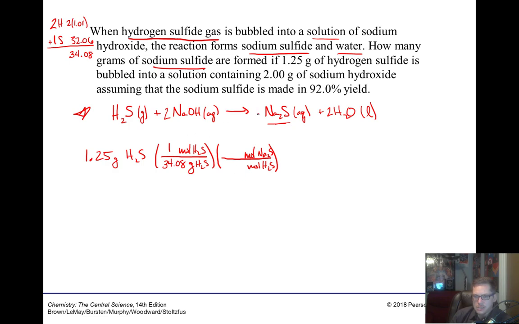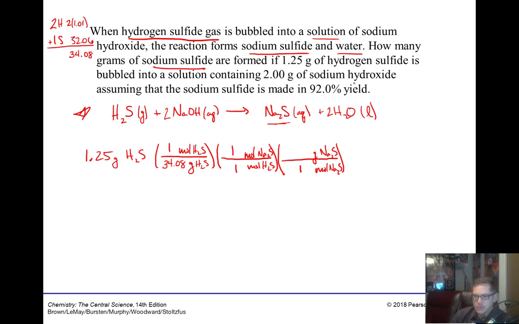The molar mass is here, and we've got 1 of Na2S and 1 of H2S, so we'll put 1 and 1. Now we're in moles of Na2S. Now we have to convert it into grams of Na2S, so we'll put moles of Na2S in the bottom and grams of Na2S in the top for every one.